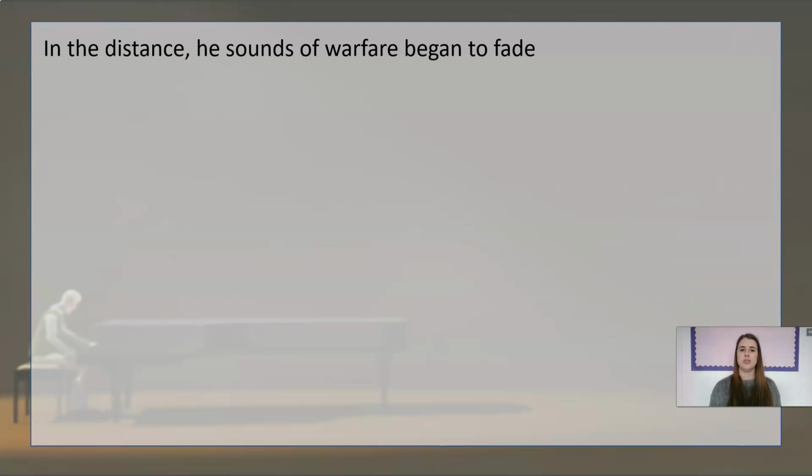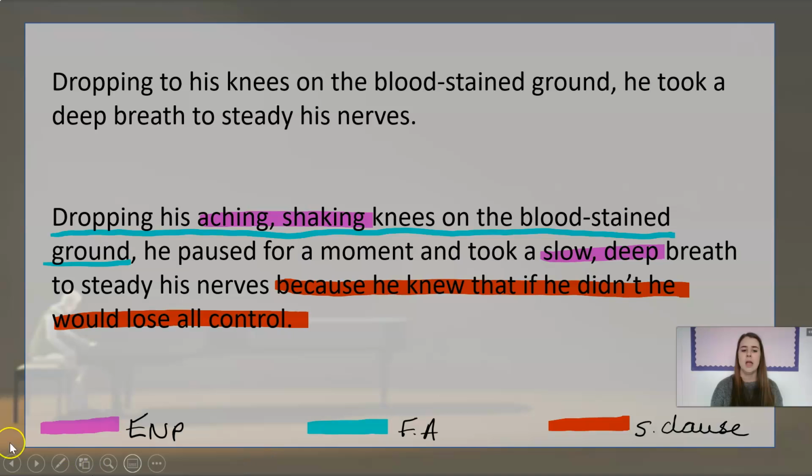So what I want you to do now, before I move on and show you the next bit today, is I want you to go back and find 1 or 2 sentences from your work yesterday that you think you can improve on, okay? And I want you to see if you can include an expanded noun phrase, a fronted adverbial, and a subordinate clause in both of them, okay? So go back and have a look at yesterday's work and see if you can rewrite 2 of your sentences.